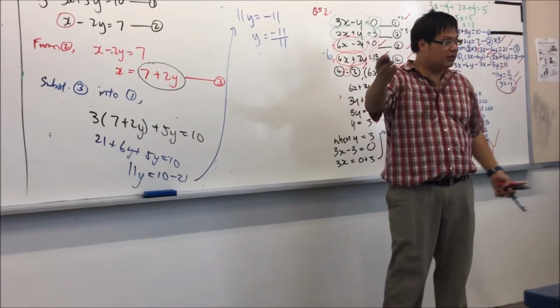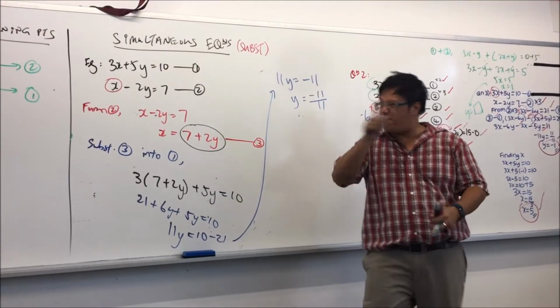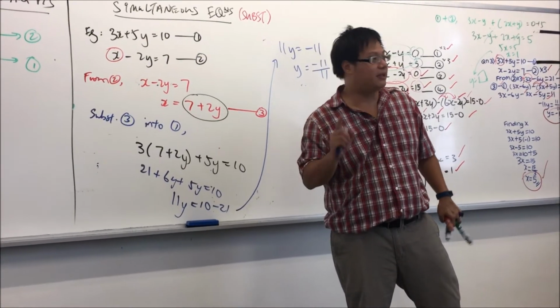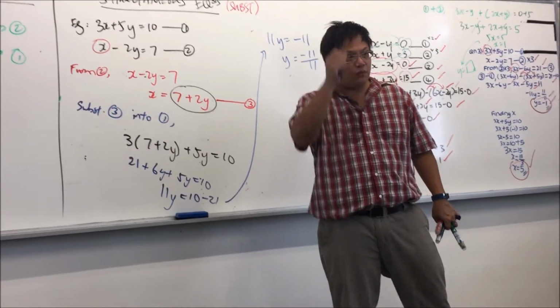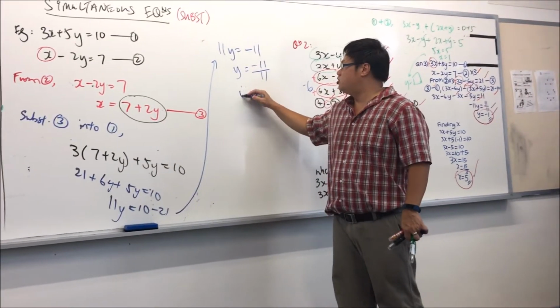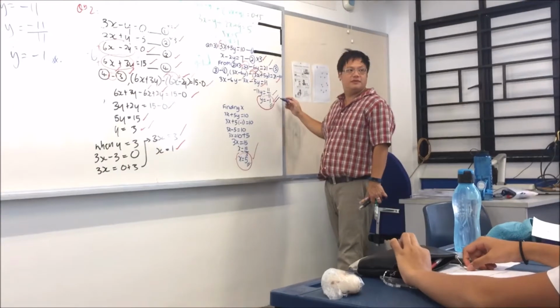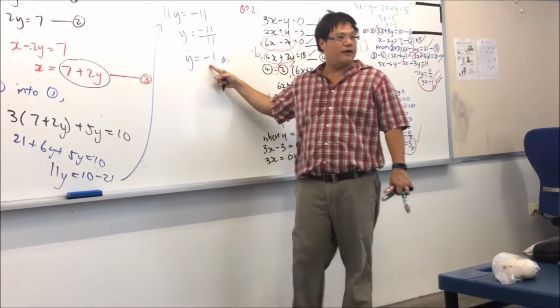Very good. Long time ago, you didn't know this, but now you notice every single time I keep asking you the same question, you get it. You know why? Because you're observing pattern. Maths is all about pattern. Once you get the pattern, you see it, you get it. So y equals to minus 1. Finish. Is it the same answer as before? Yes. See? Same.